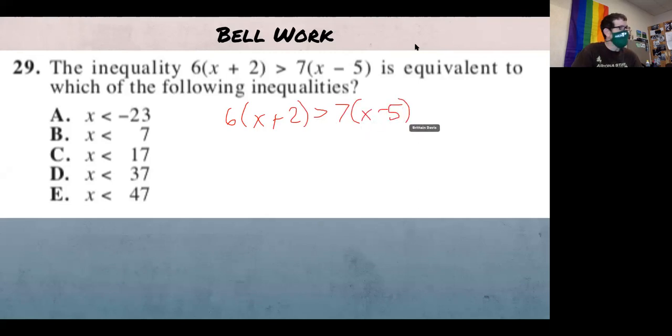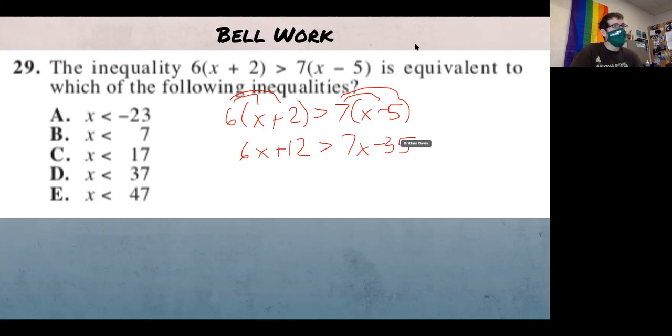So when I treat this like an equation, that means I'm going to start by doing the distributive property on both sides. So I can distribute the 6, I can distribute the 7, and when I do that, I get 6x plus 12 is greater than 7x minus 35.